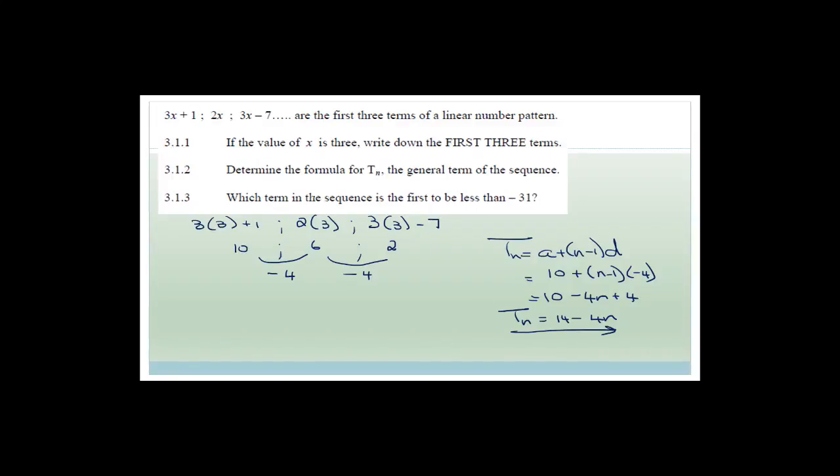10 plus 4 is 14 minus 4n is Tn. 14 minus 4n. It says which term in this sequence is the first to be less than negative 31. So what we're going to do is find out which term equals negative 31, and then work out which one is going to be less than that. Tn equals negative 31, okay? And we want to find out which term is the first to be less than it. So therefore we can say 14 minus 4n has to be equal to negative 31. Do you agree therefore that we can say that minus 4n is minus 31 minus 14?